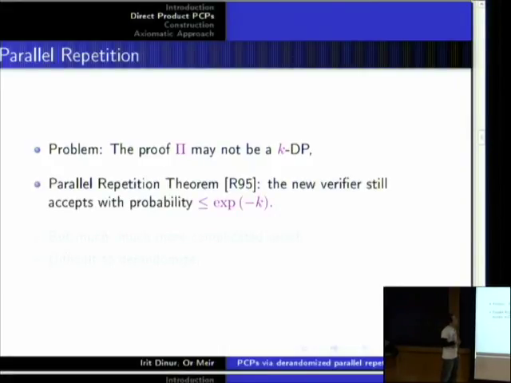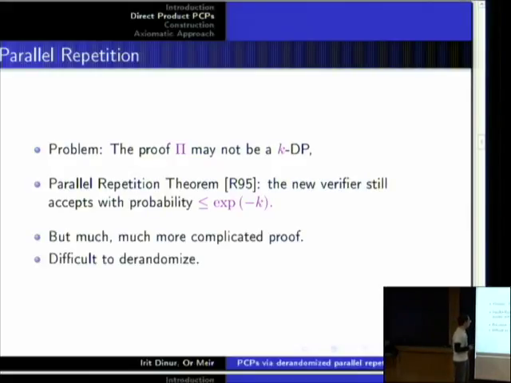Well, in this case, if the proof string is not necessarily a K direct product, we have the parallel repetition theorem that says that the new verifier still accepts with probability that drops exponentially with K. That is, the soundness still drops exponentially with K. But the proof of this theorem is much, much more complicated than the simple argument we had before that the soundness decreases to S to the K. And therefore, it will probably be very difficult to try to derandomize this proof.